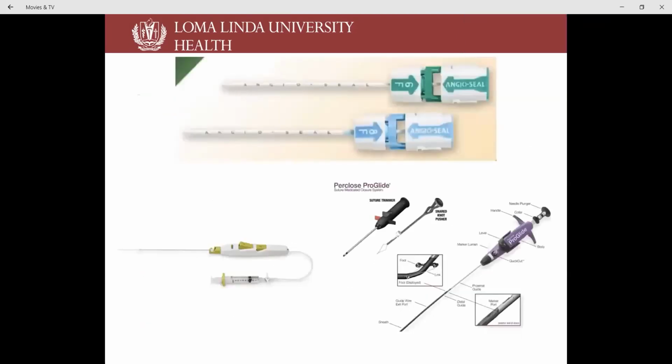There are several closure devices on the market that you'll encounter during your training, which we won't go into in this talk, but I just wanted to show you. Here we have a picture of the Angio-Seal, the PERCLOSE ProGlide closure device, and the Minx closure device.